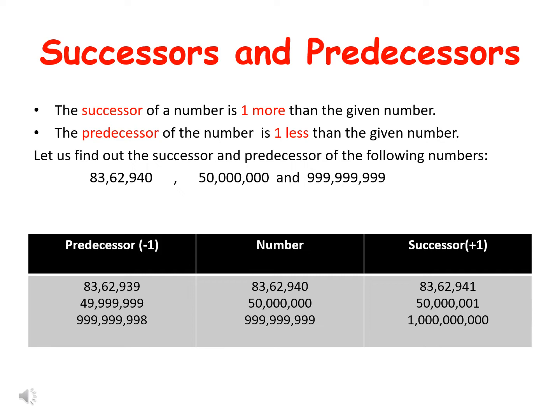So for finding the predecessor of a number, we can subtract 1 from the number, and for finding the successor of the number, we can add 1 to the number. There are 3 examples written in front of you, and the table below shows you the predecessors and successors.